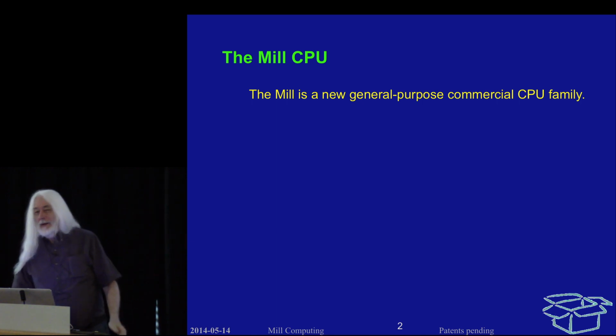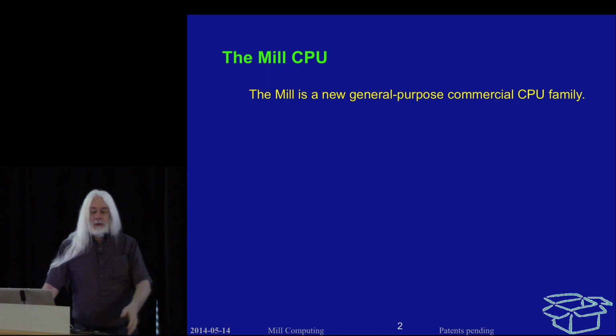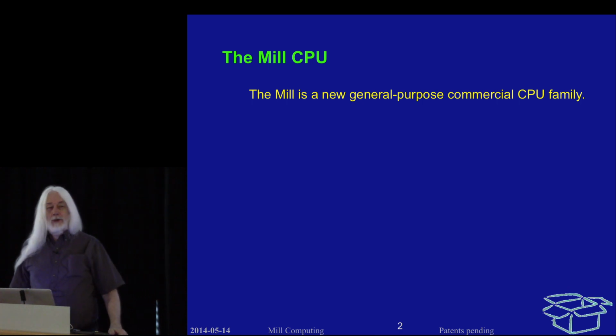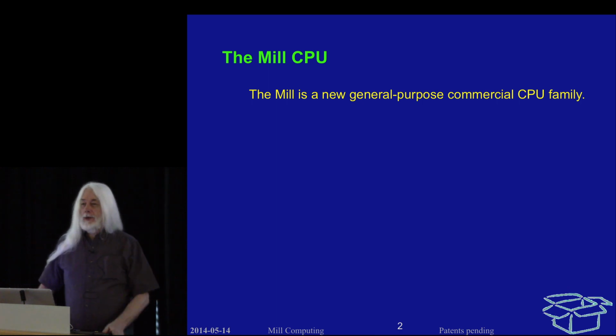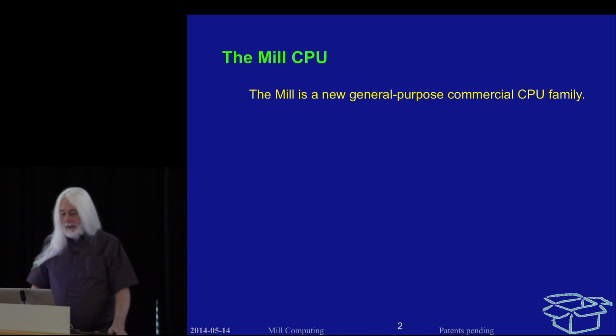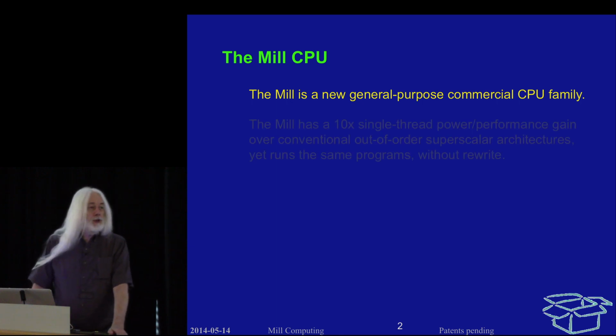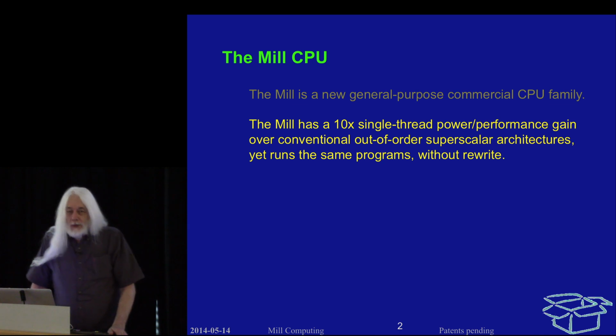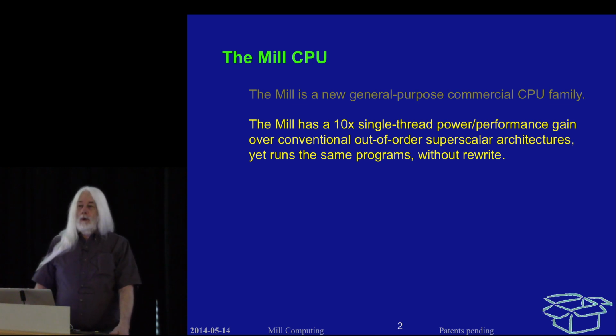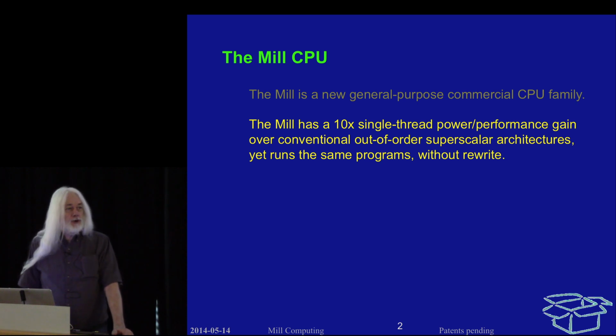Okay. There'll be some assumptions about how the rest of the Mill actually works, but feel free to ask questions if something appears to be totally in Greek. It is a general purpose CPU family with a substantial advantage for a number of reasons, both power and performance, over conventional architectures.